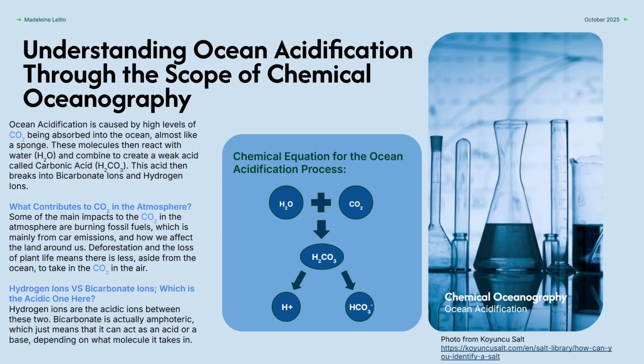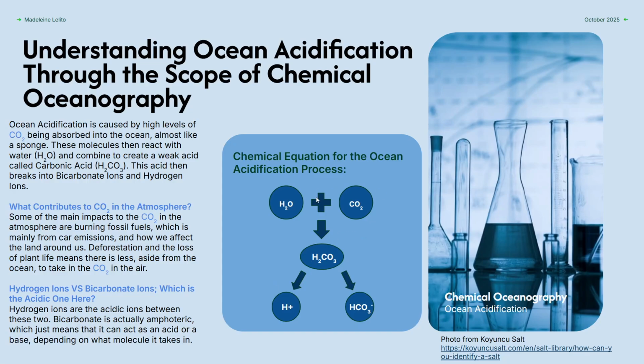Next, we have chemical oceanography, which is a big one with ocean acidification. Here I have a diagram of the process of ocean acidification and how we get the molecules that lower the pH. CO2 in the atmosphere is absorbed by the ocean almost like a big sponge, and then these molecules of CO2 react with the water molecules and create a weak acid that we know is carbonic acid. This acid then breaks down into bicarbonate ions and hydrogen ions, and these hydrogen ions are the more acidic ones that contribute to the pH level dropping.